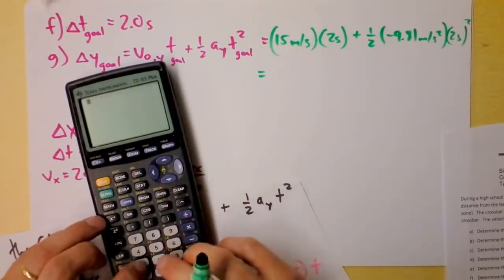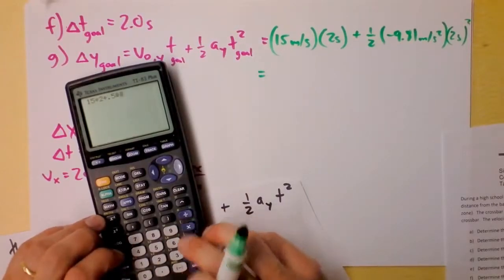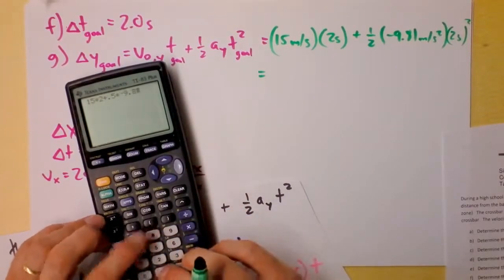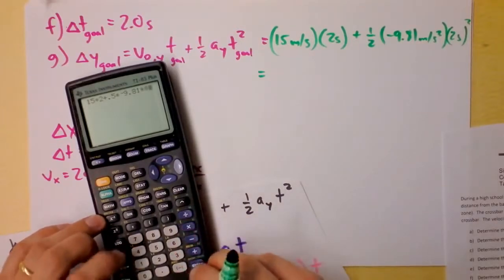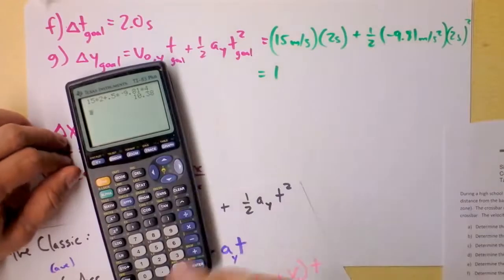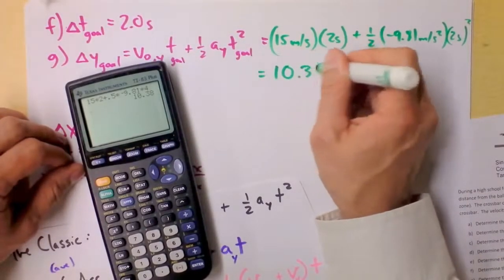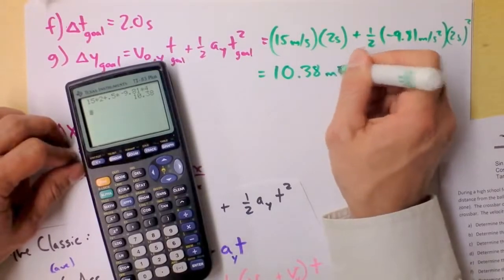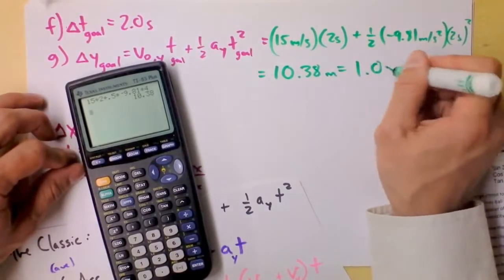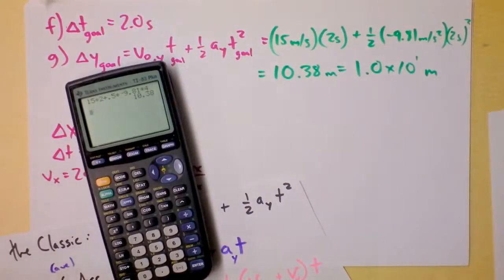Let's see, we've got 15 times 2 plus 0.5 times negative 9.81 times 4, which is 2 squared. I did that in my head for you. I got 10.38, which is a little bit annoying because when I do sig figs, I'm going to have to write 1.0 times 10 to the first meters in order to show that I have 2 sig figs on that number.